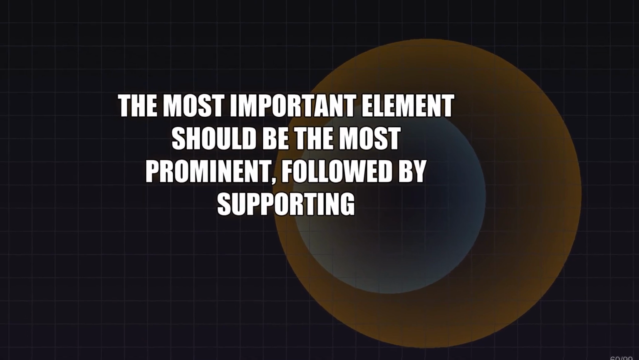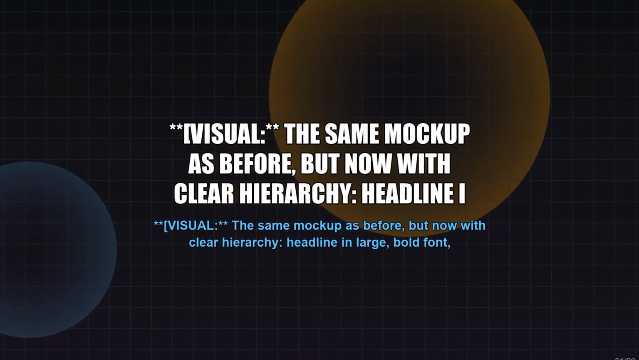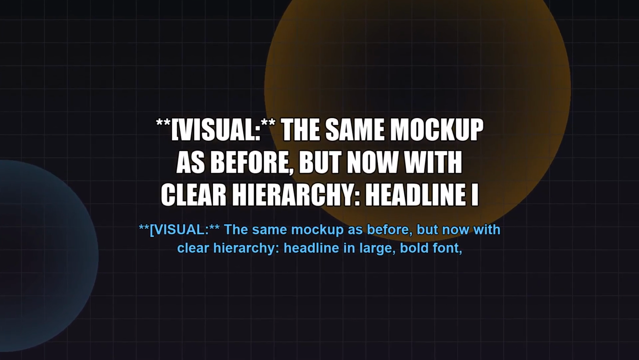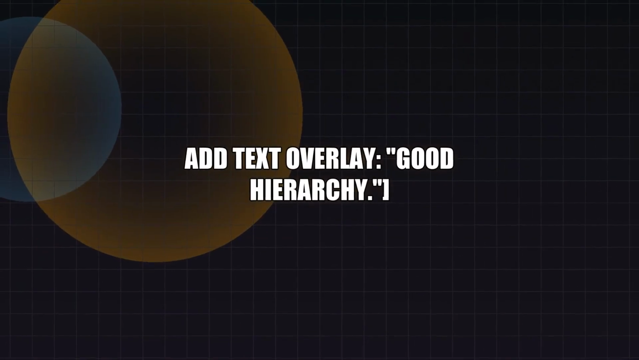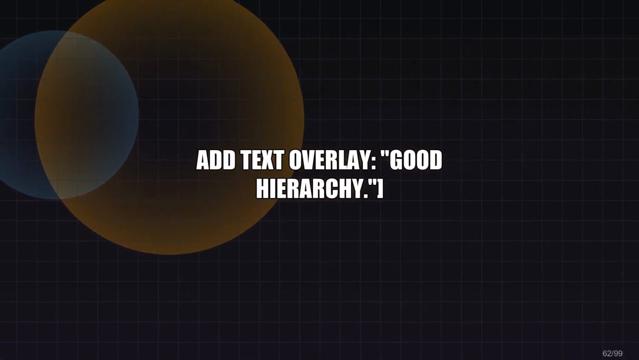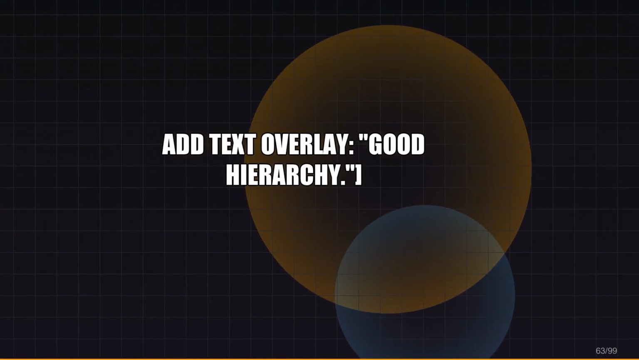Chapter 5, Ignoring Kerning. Kerning is the adjustment of space between individual letters. Ignoring kerning can lead to awkward gaps between letters, making your text look uneven and unprofessional. Visual examples of text with poor kerning highlight problem areas where the space between letters is too wide or too narrow.